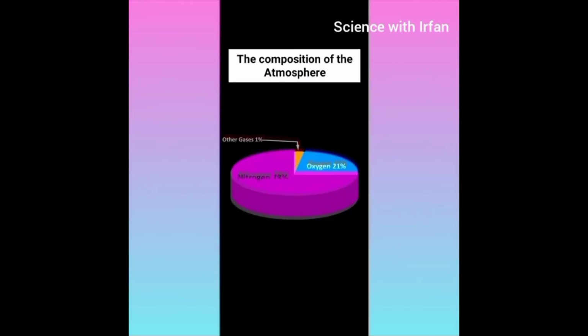Now let's learn about the composition of the atmosphere. What is the meaning of composition? The meaning of composition is how much of each element there is in a thing. So let's learn about the composition of the atmosphere. The atmosphere contains 78% nitrogen, 21% oxygen and 1% other gases such as carbon dioxide, argon, neon, helium, krypton, etc.